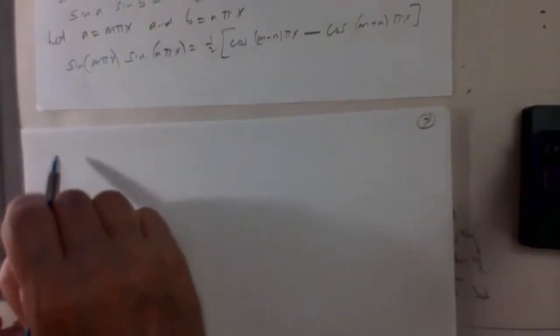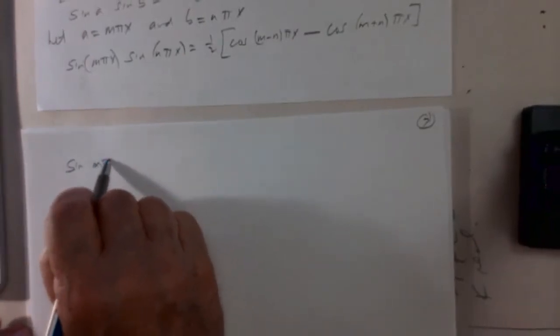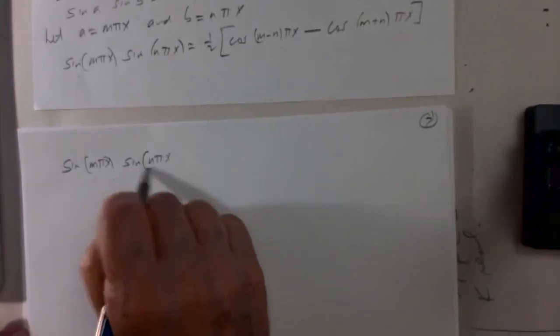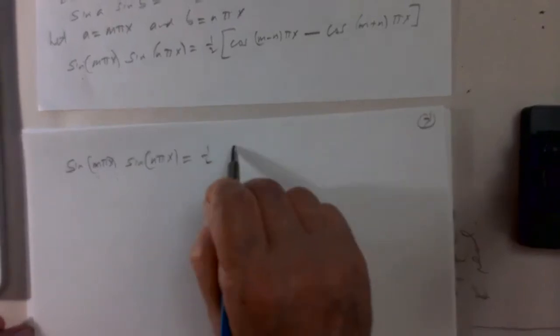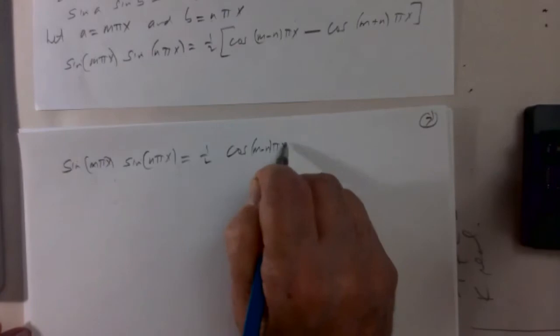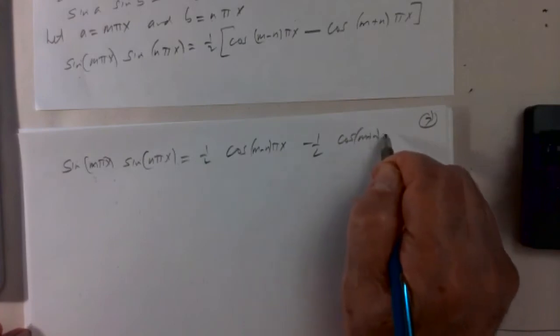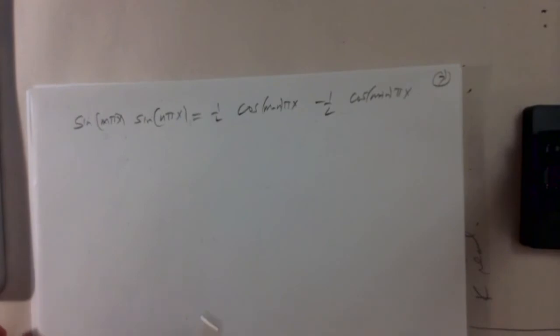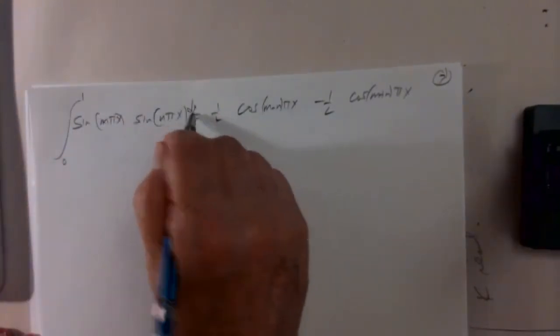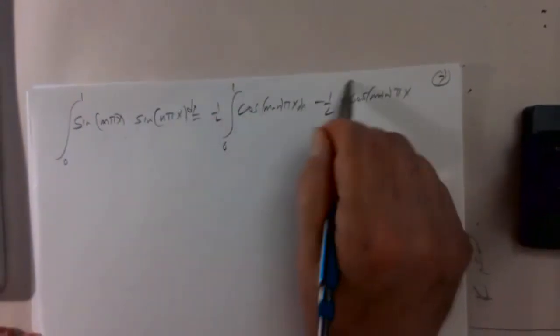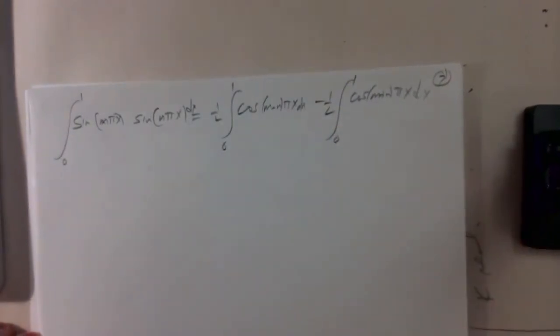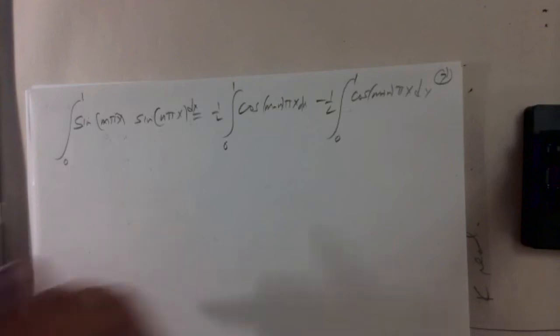So what I've just shown is the following trig identity. The sine of m pi x times the sine of n pi x, for any integers m and n, is 1/2 cosine of (m minus n) pi x minus a half, I'm just multiplying by a half, cosine of (m plus n) pi x. Right? This is my identity. And I'm going to integrate this from 0 to 1. Okay? I want to find this integral. Now, I know the integral of the cosine is the sine.